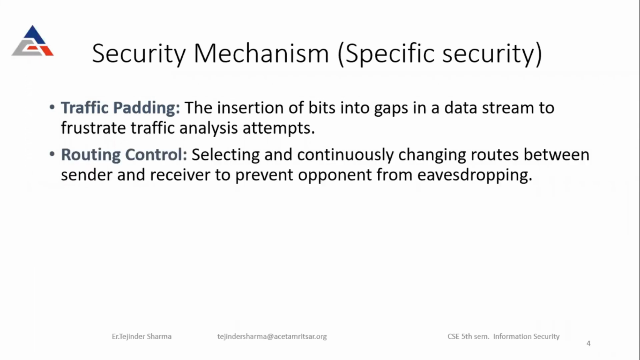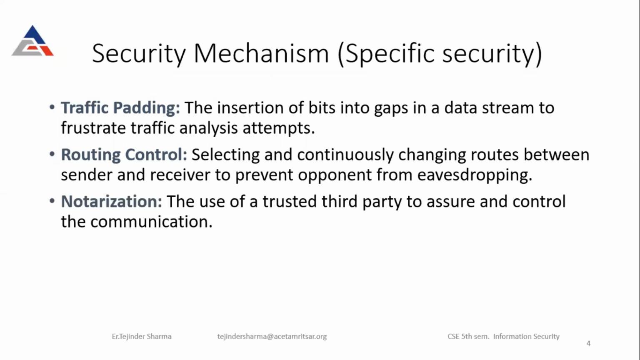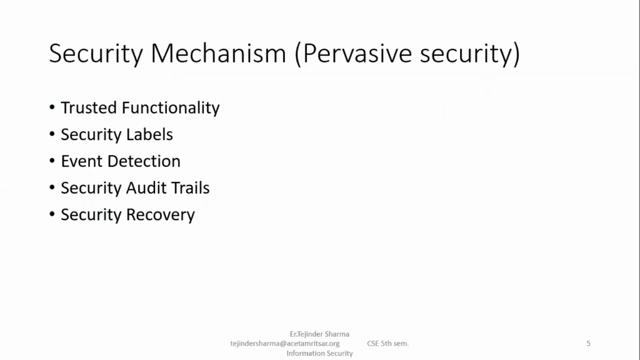Then routing control, selecting and continuously changing the routes between the sender and receiver to prevent the opponent from eavesdropping. Next is notarization, the use of a trusted third party to assure and control the communication. So this I have explained to you. Then the pervasive security mechanisms are trusted functionality, security labels, event detection, secure audit trails, and security recovery. So this I have explained to you all.